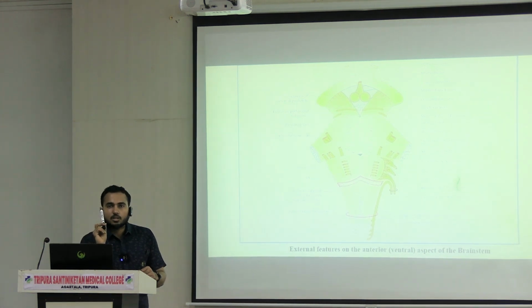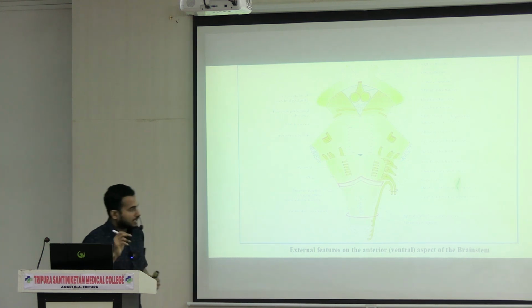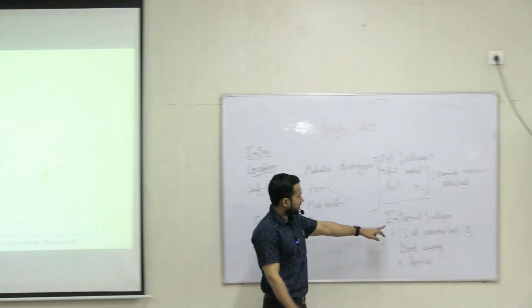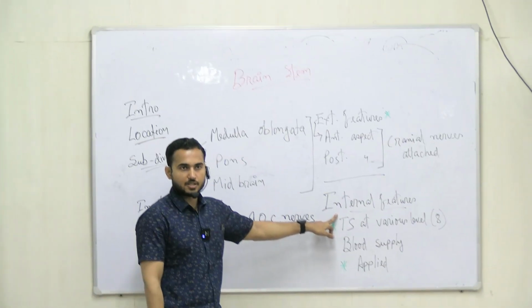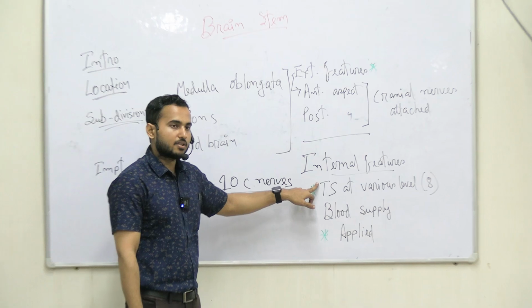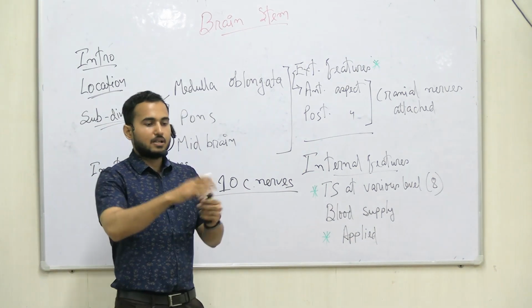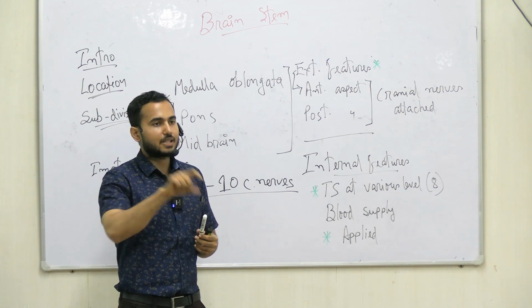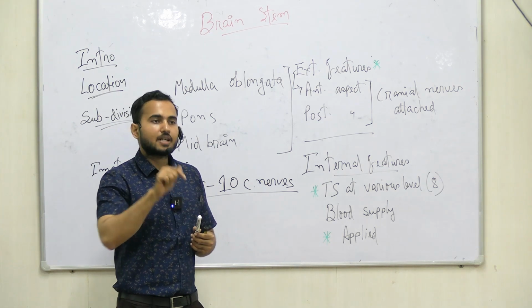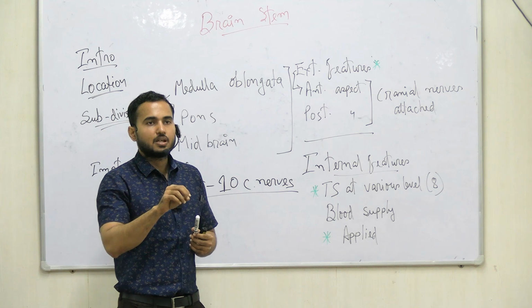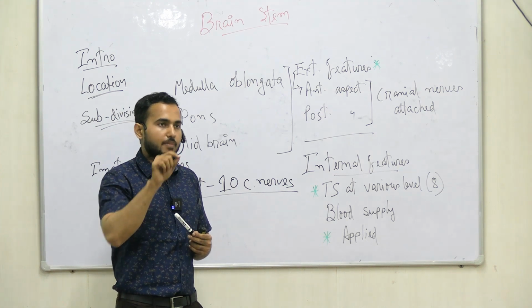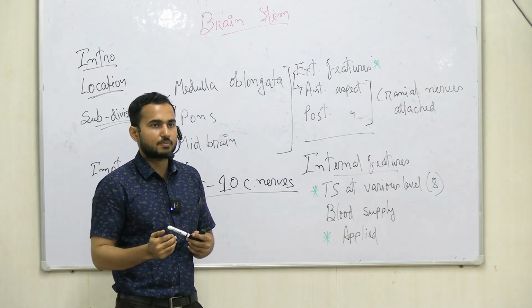So in case of brainstem, the most difficult part is the internal features. Why? Because here you have to take the TS of the brainstem, and then you have to study the interior. When you study the interior, you will see grey matter is there, white matter is there. So you have to mention where the grey matter is present, where the white matter is present.